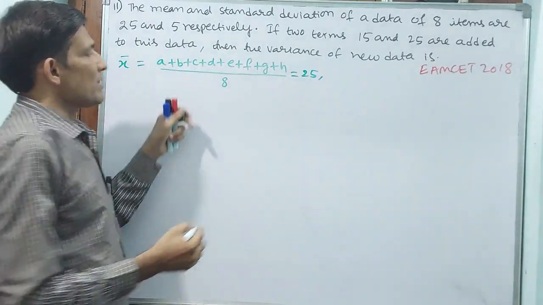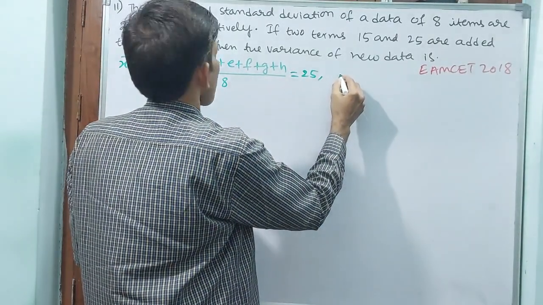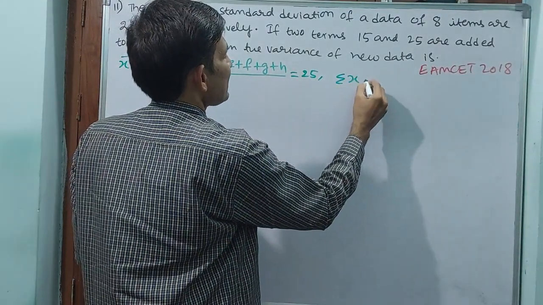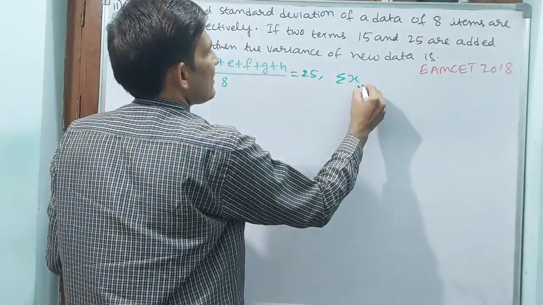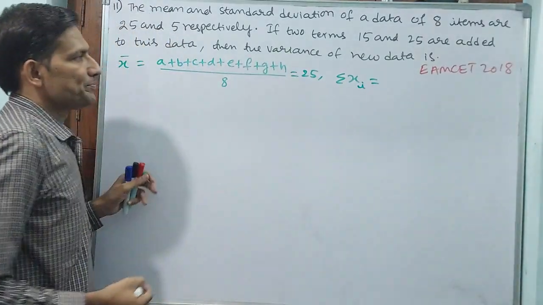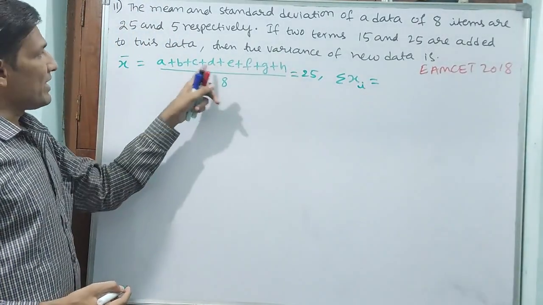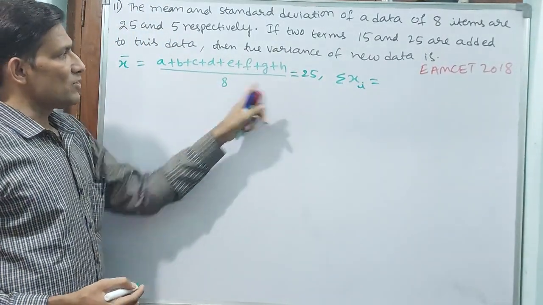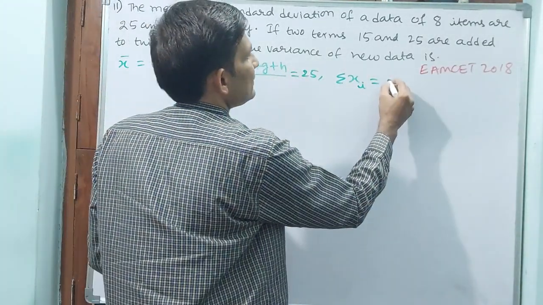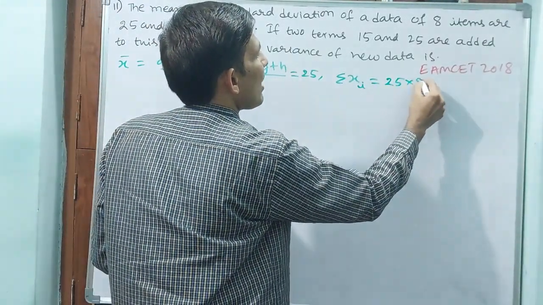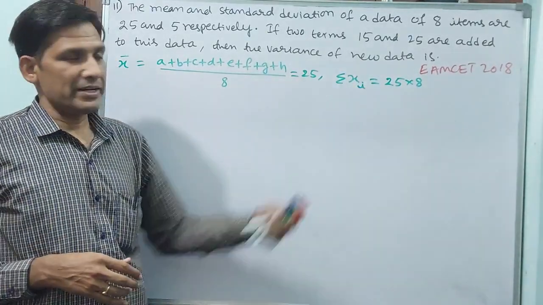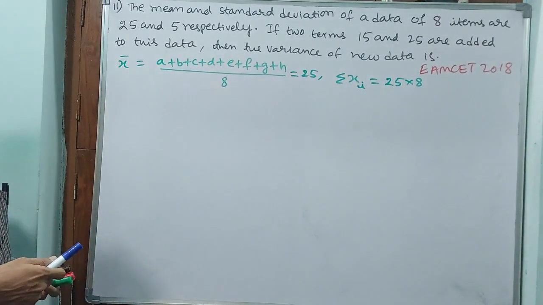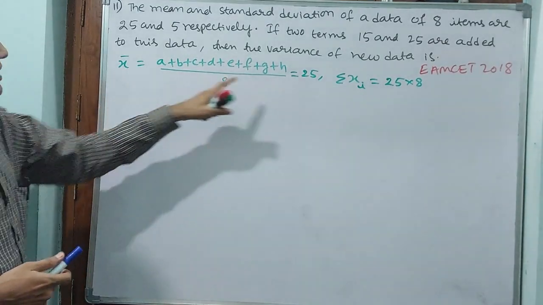Or else shall I write sigma x? Why? Because sigma x means we are adding all. Sigma xi is this one, we are adding, and that is equal to 25 into 8. Is it okay? Yes, why? Because 25 into 8, sigma xi, they have given already the mean 25.